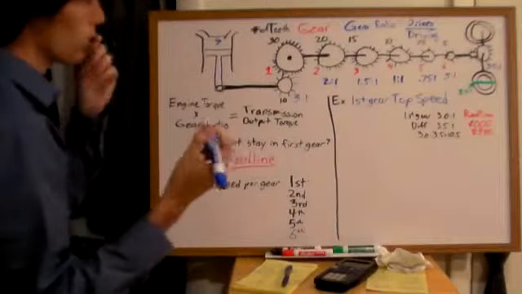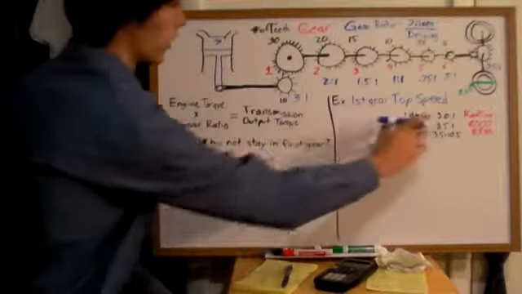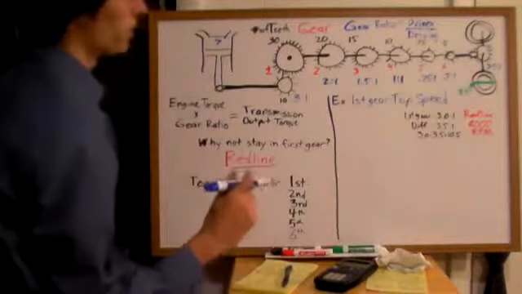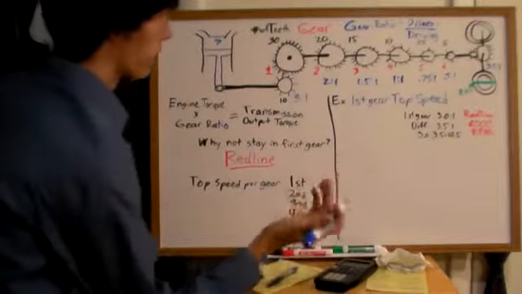Okay, so we're in first gear. We've got 30 teeth to 10, so a gear ratio of 3 to 1, and our differential is 3.5 to 1. All right, well, there's another thing we have to calculate.